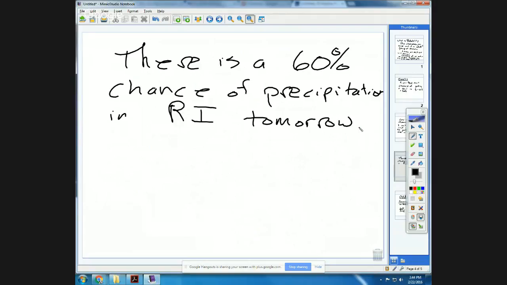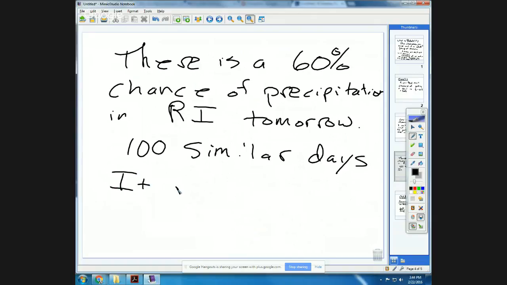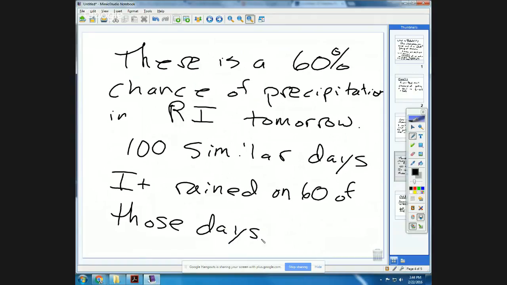It doesn't mean it's going to rain in 60% of Rhode Island. It doesn't mean it's going to rain 60% of the day. Those are things it definitely doesn't mean. But under similar conditions, 60% of the time it rained. So let's suppose we had 100 similar days. It rained on 60 of those days. The harder question is, how did they come up with that? That's a combination of data people collected and crazy computer programs. They come up with these predictions, and it's a very hard thing to do. But that's one way to interpret that 60%.